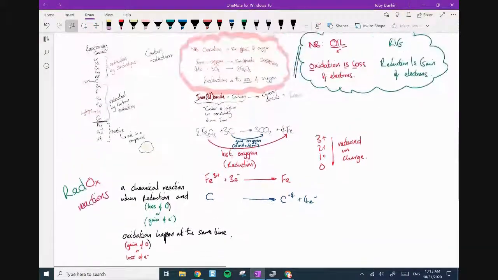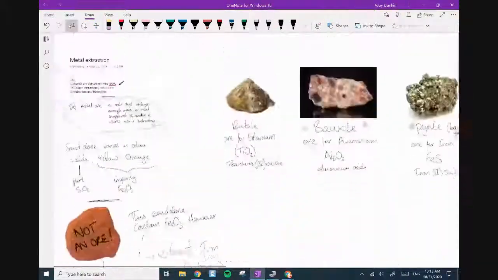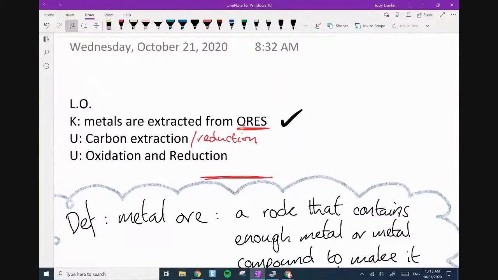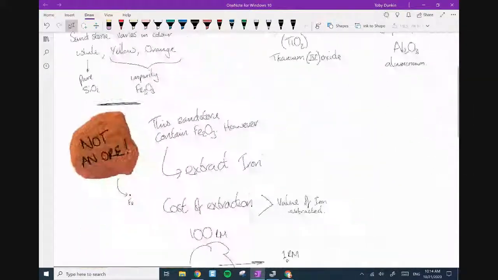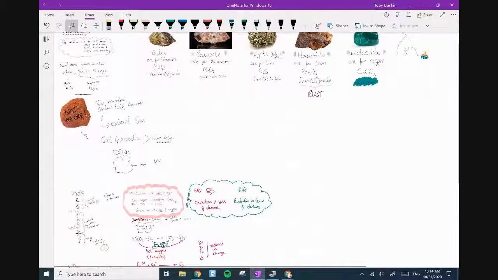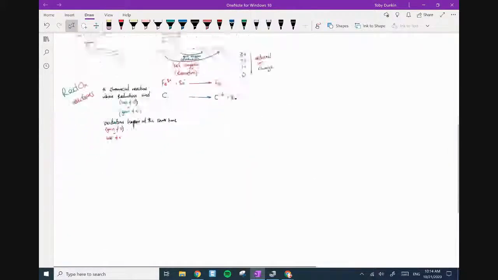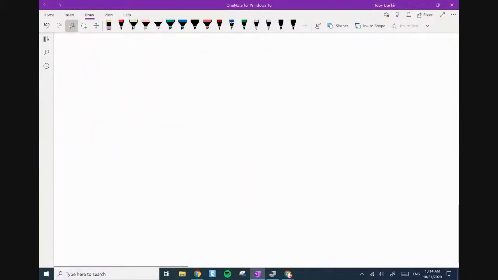So, okay, let's look at another example. Let's go back to my learning objectives. Carbon extraction, reduction, oxidation and reduction. So we've actually covered all three of our learning objectives. However, what I want to do is show you a couple more of these word equations to show you what's going on. So let's just do another couple of examples of this.